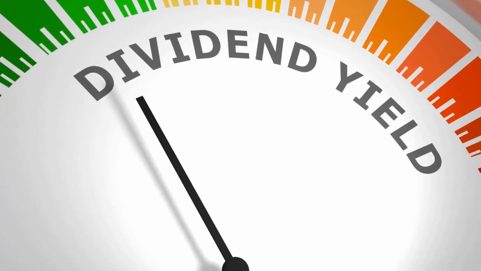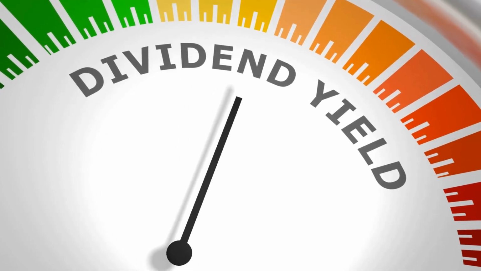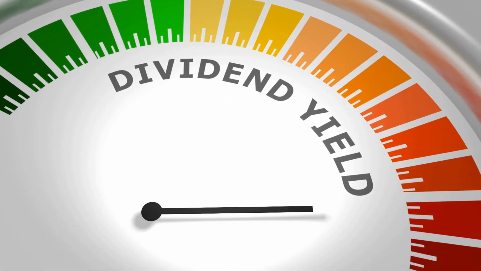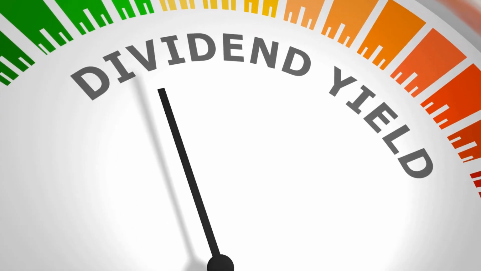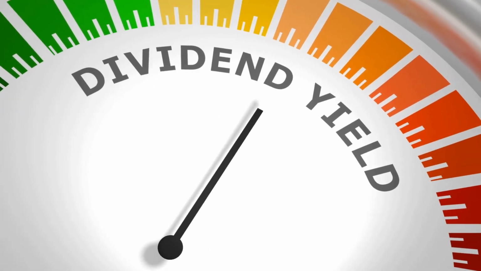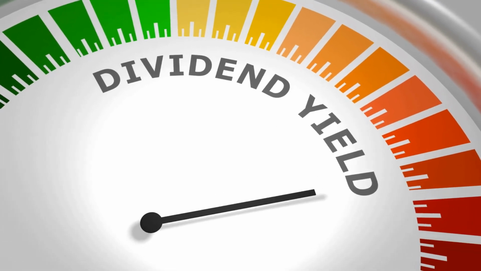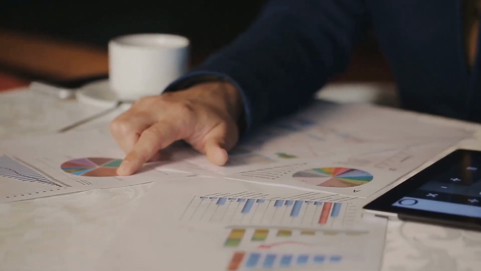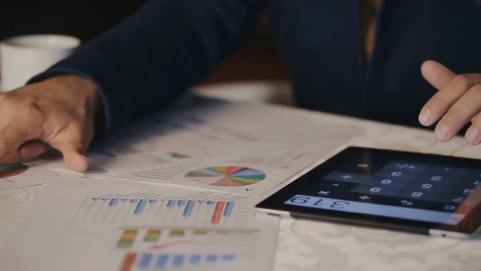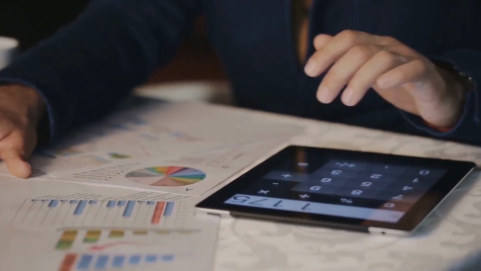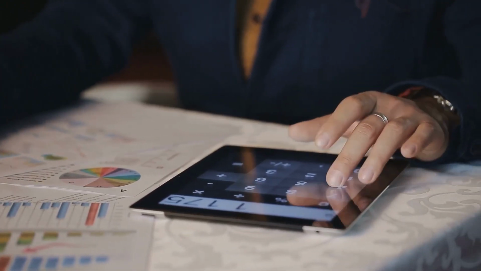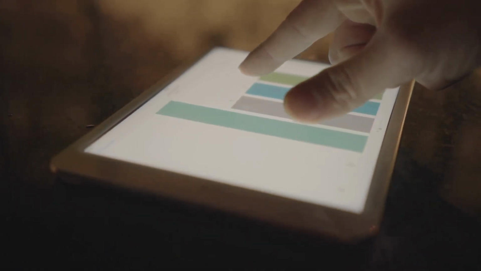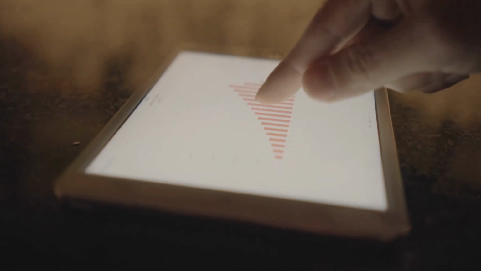Now, the dividend yield is simply the annual dividend payment per share, divided by the stock's current price. This calculation gives you a percentage that represents the return on your investment if the price and dividend stayed the same. For example, if you have a stock priced at $100 and it pays a $4 annual dividend, the yield would be 4%. This can be a useful metric for comparing different dividend-paying stocks, but it doesn't tell the whole story.